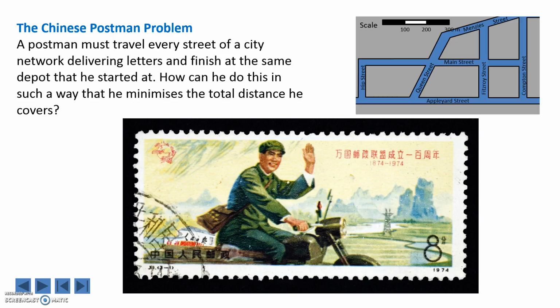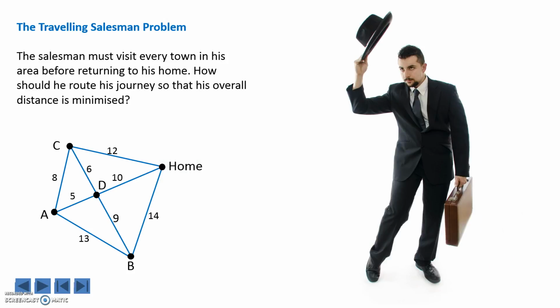Another typical problem that we might have with a network is this one with a postman. It's called the Chinese postman problem. A postman must travel every street of a city network delivering letters and finish at the same depot that he started at. How can he do this in such a way that he minimises the total distance he covered? So say the depot was here, and we would look at ways that he might minimise his travel but do all the roads. You'll get skills to work this out.